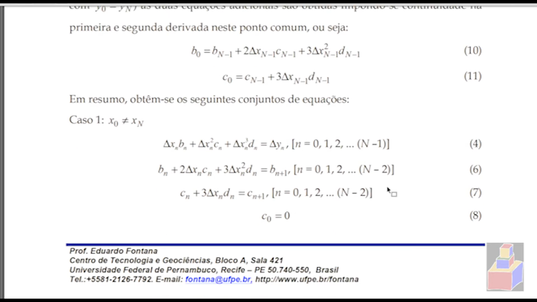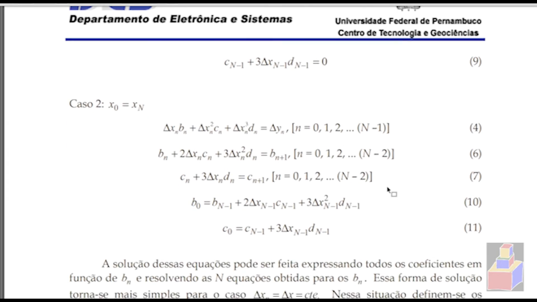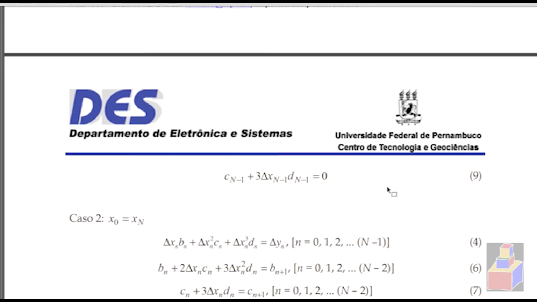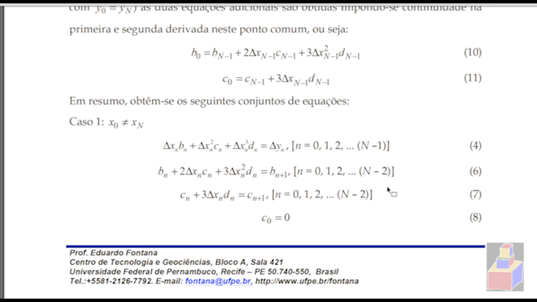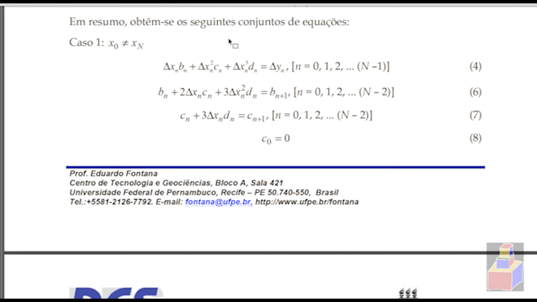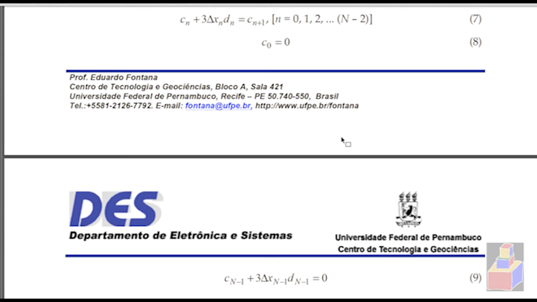Let's consider the case in which you have different coefficients. These are equations 4, 6, 7, 8, and 9 of the class notes. Here are the equations numbered from 0 to n minus 1. So we have all the equations that are required.